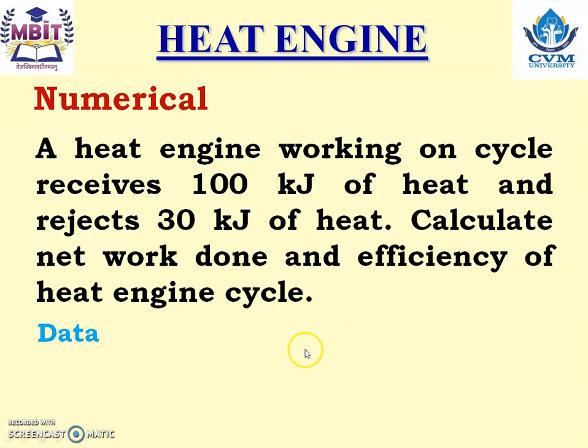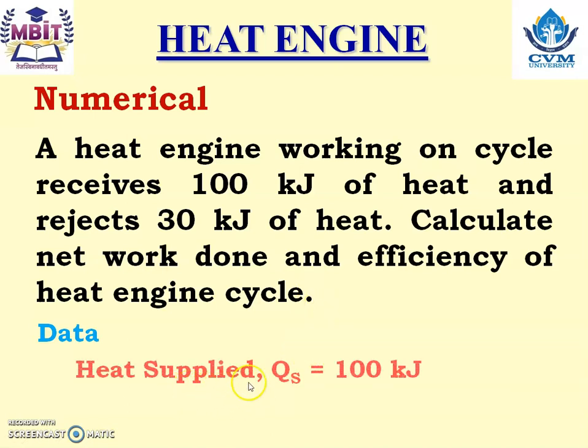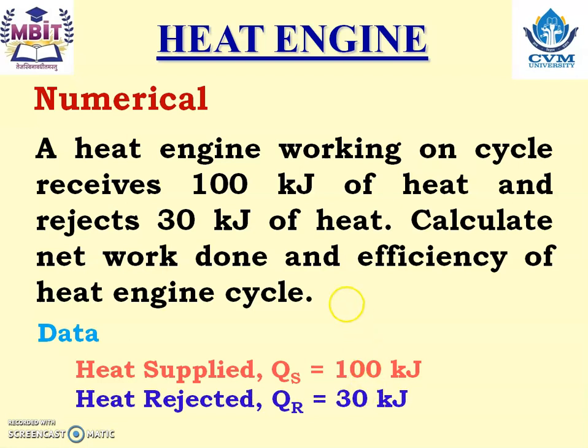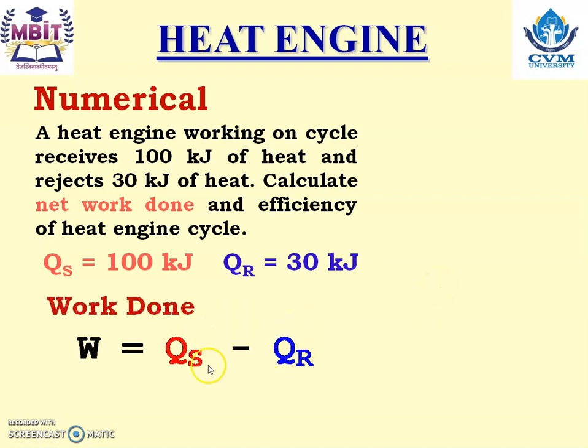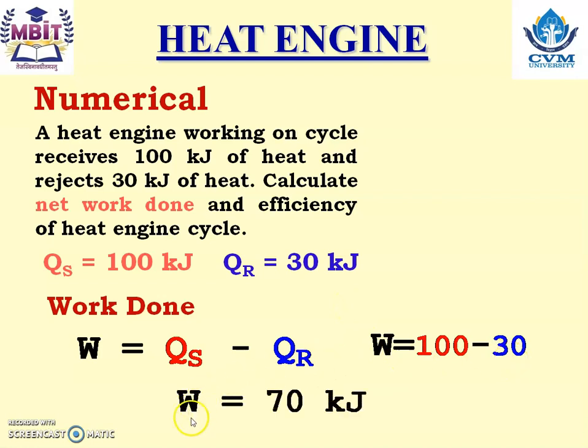Now let us see what data they have given. Heat supplied to the cycle is equal to 100 kilojoule. Heat rejected by the cycle, that is QR, is equal to 30 kilojoule. And we have to calculate work done and efficiency. Now what is the equation of work done? Work done is equal to QS minus QR. QS is 100 kilojoule and QR is 30 kilojoule. So putting the value, we get work done is equal to 70 kilojoule.